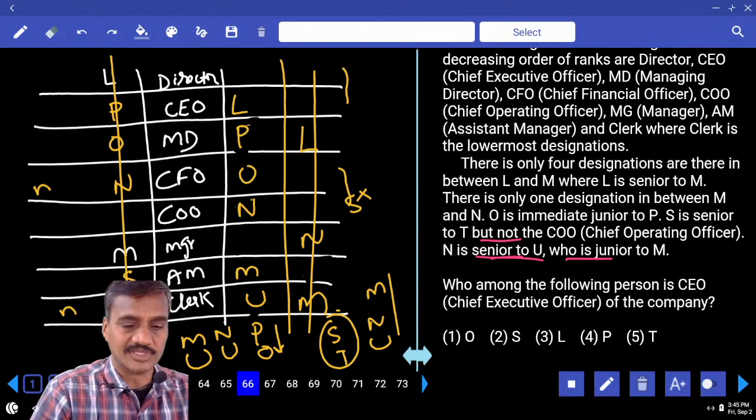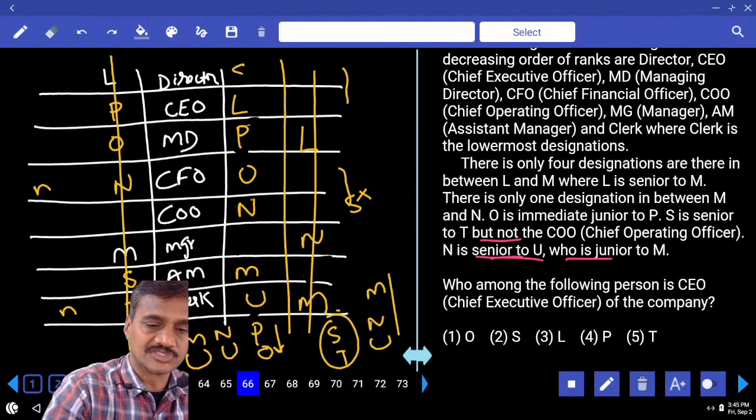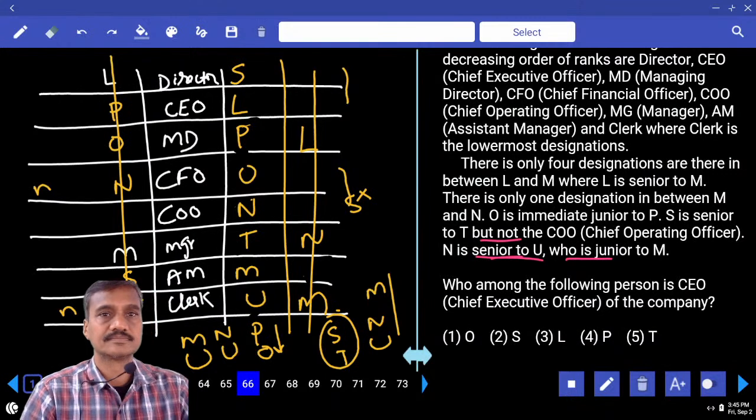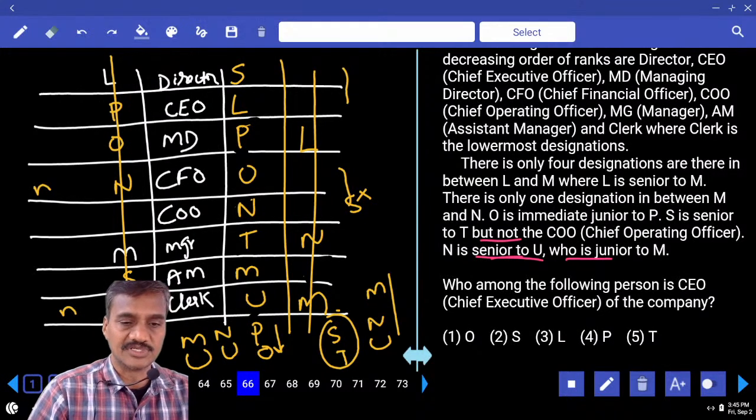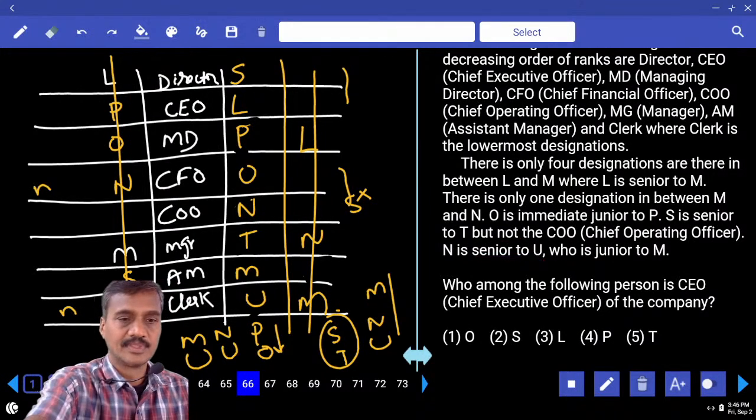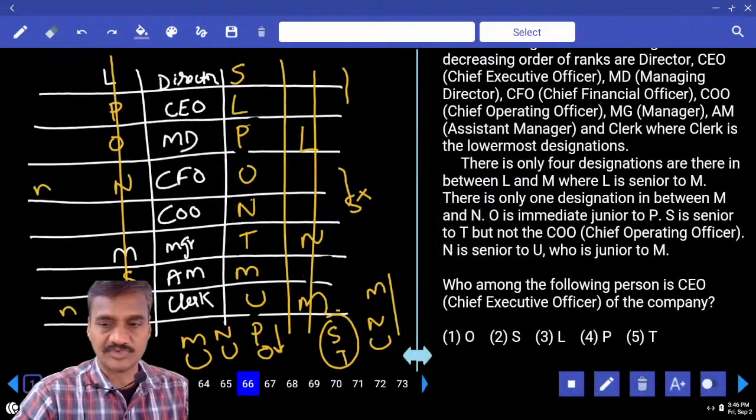If P and O were like this, now we are left with S and T. S is here and T is here. S and T are the persons who have. Then let us check the information once again.